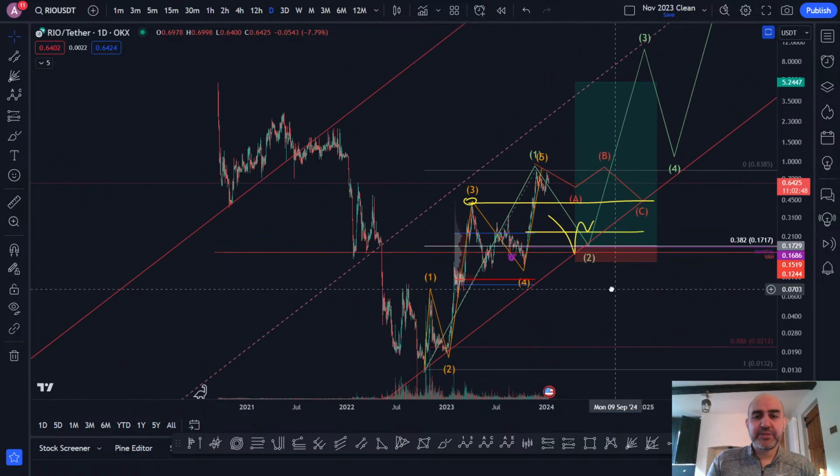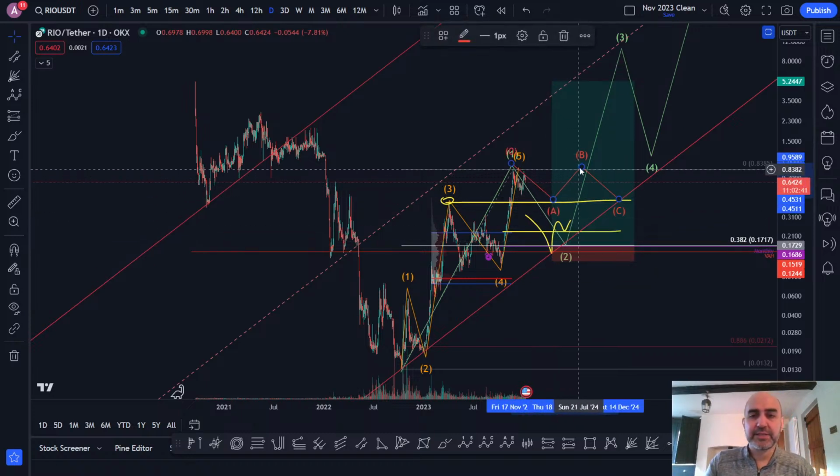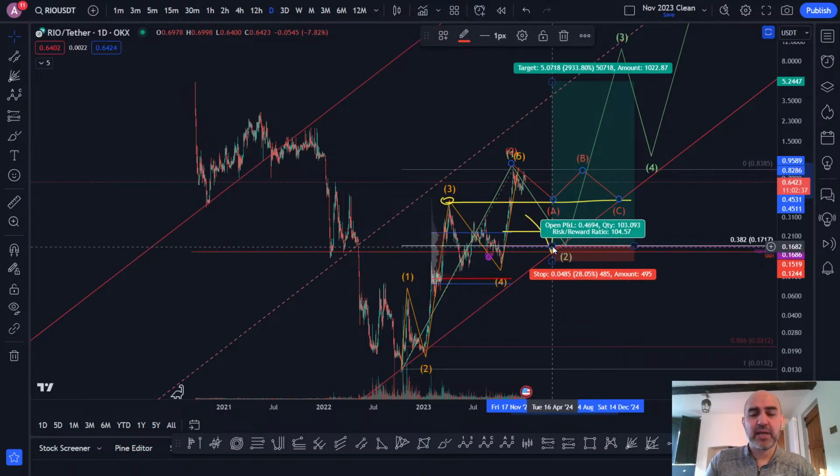But the thing about these trades is, you may have the most amazing trade and it may not happen because the price just doesn't come to the place that you want to enter at the right time.